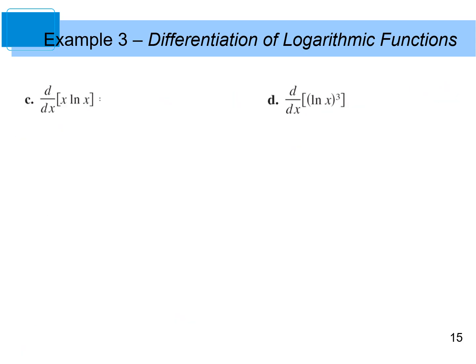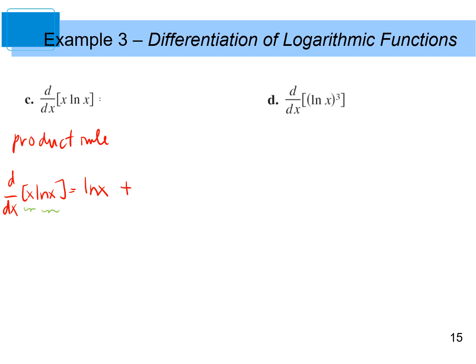Our next example, we want to get the derivative of x times ln of x. So this is a product, we have x times ln of x, so we need to apply the product rule. The product rule tells us that when we get the derivative of x times ln of x, first we get the derivative of the first factor, and the derivative of x is just 1. And then we copy the second factor, which is the natural logarithm of x. So we just copy ln of x.